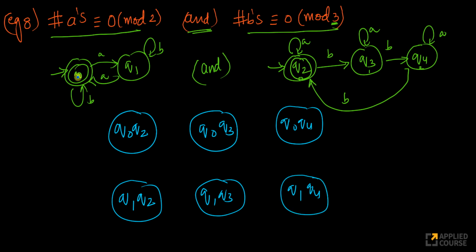What is the initial state? Obviously Q0, Q2. This is my initial state. Because I have AND, what will be the final state? Q0 and Q2. So this becomes my final state. Till now everything is good.